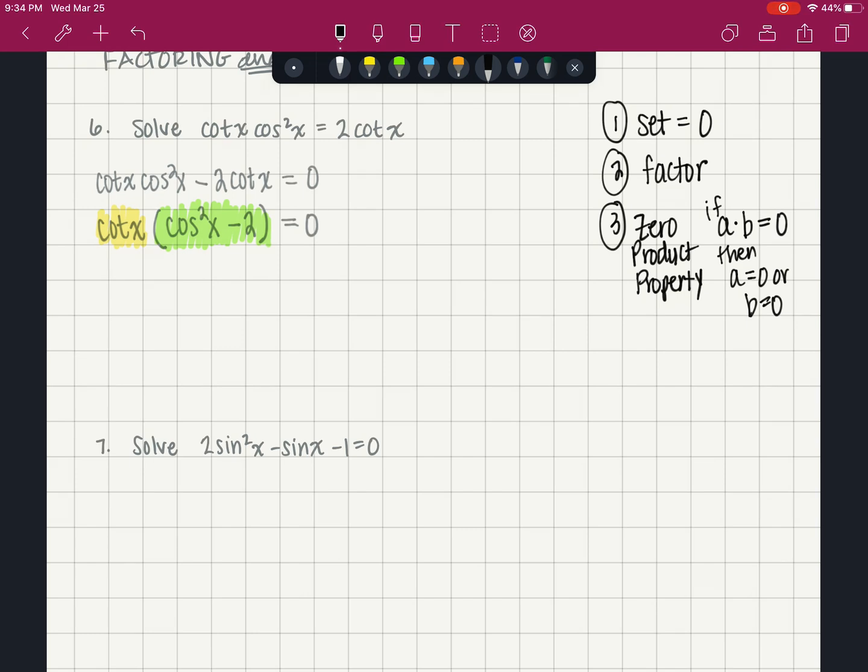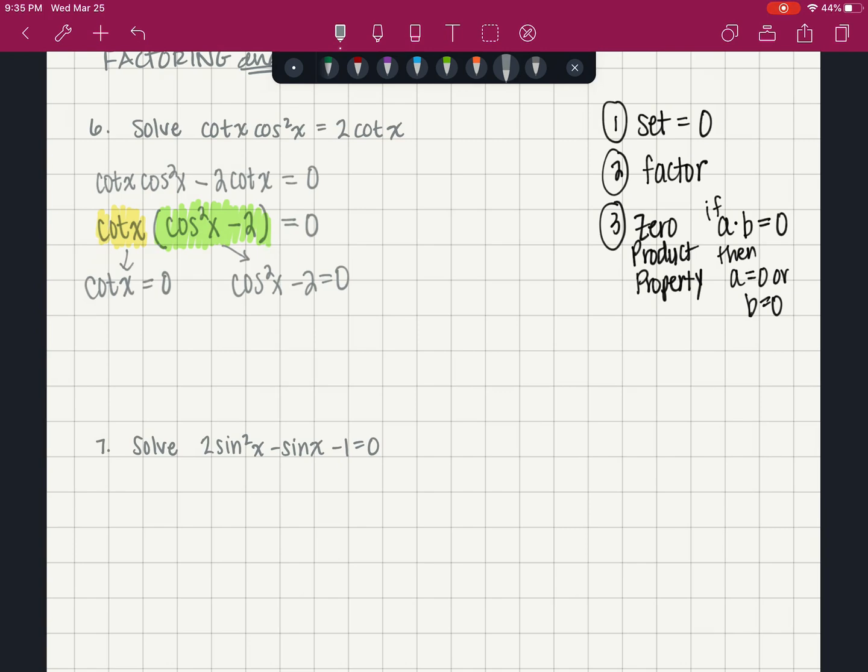Either one of those values, whether A is equal to 0 or B is equal to 0, is going to make the product equal to 0. So that's what we're looking for here. The only way to get this product equal to 0 and satisfy this equation is if we let cotangent of x equal 0, or cosine squared of x minus 2 equals 0. And we're going to solve both of these equations.